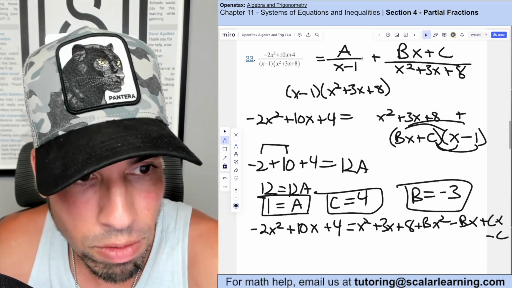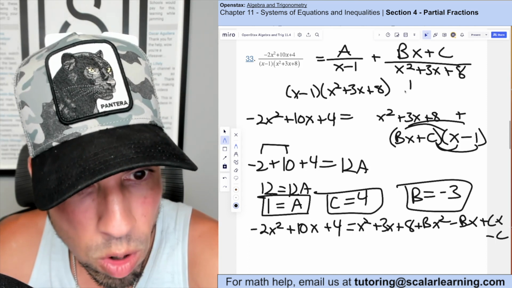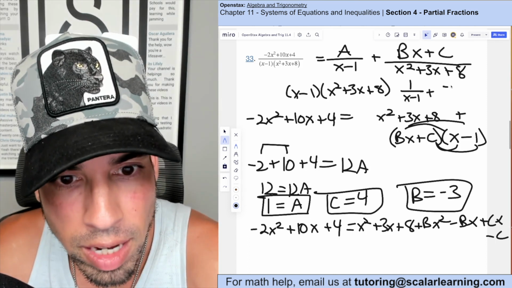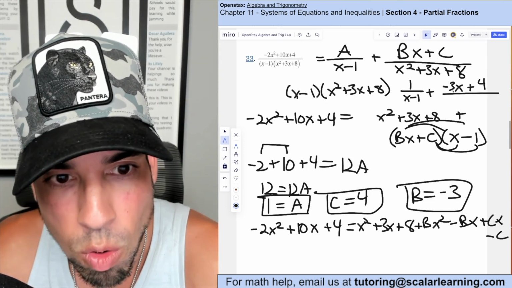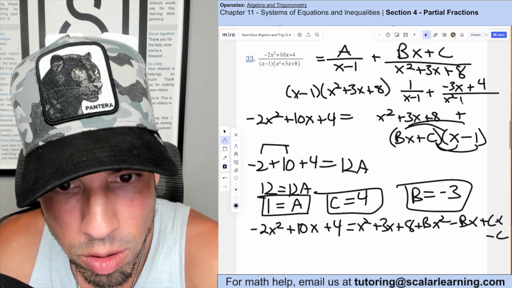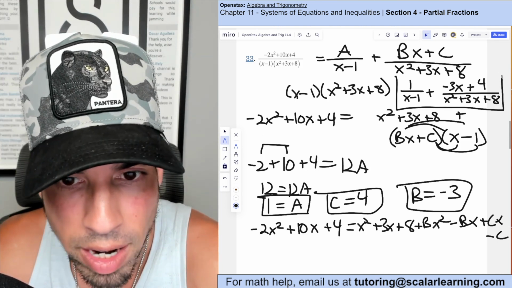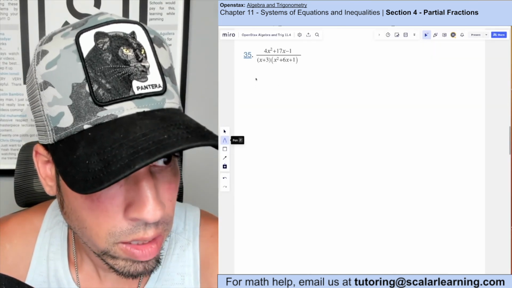Now we can give our final answer going back to this blueprint up here. We've got a, which is 1 over that x minus 1, plus b, which is negative 3x, and c is 4, so plus 4 over that whole denominator, x squared plus 3x plus 8. And there is your answer. Done. So for this one, we're going to start by writing this out again.